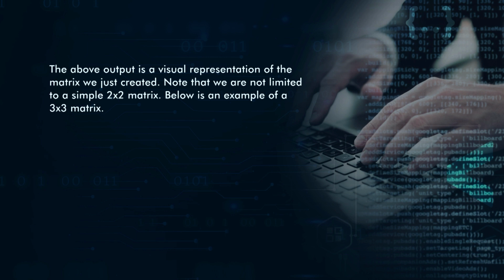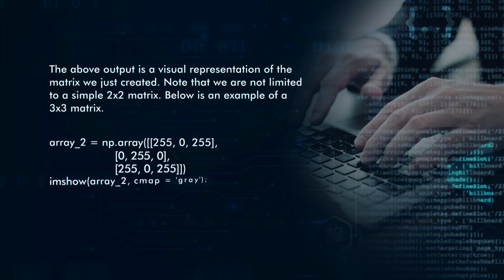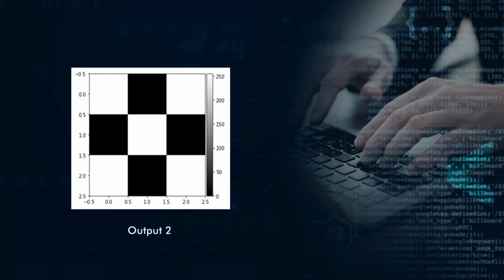Note that we are not limited to a simple 2 cross 2 matrix. Below we have given an example of a 3 cross 3 matrix. So, we have array2 equals np.array with 255, 0, 255. So, this is an example of a 3 cross 3 matrix, and the desired output will be shown next. This is the output of the 3 cross 3 matrix.